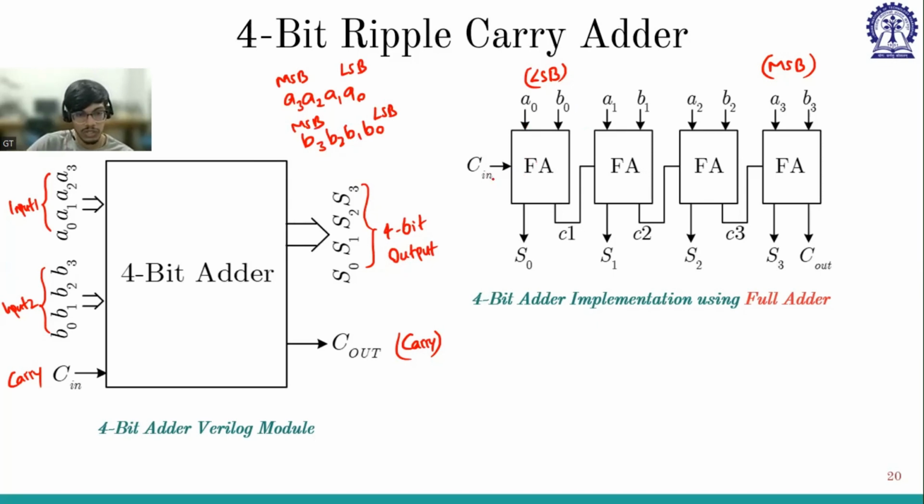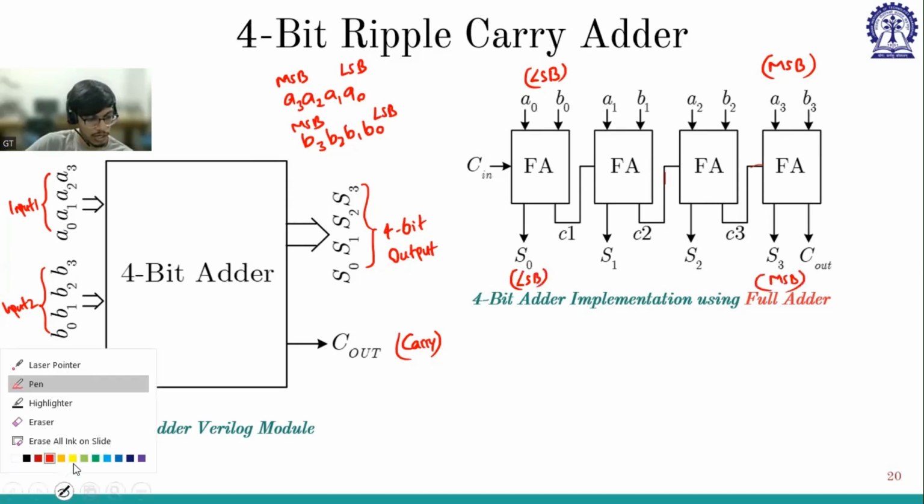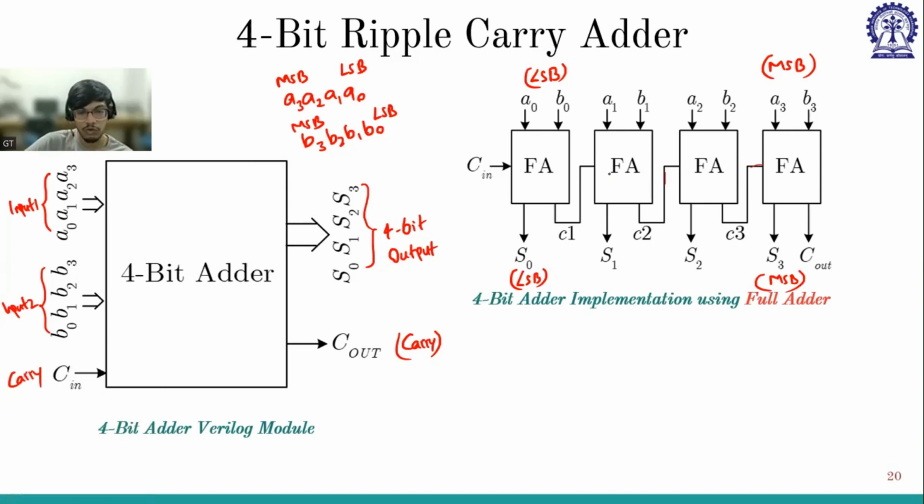So A0, B0, Cin, output S0, carry C1, which is the input carry to the next full adder. A1, B1, C1. Output is S1, C2 is the output carry, which will be the input carry to the next full adder. A2, B2, C2. Output is S2, sum, and carry is C3, which will be the input carry to the other full adder. So A3, B3, C3 inputs. Output is S3, Cout. This is again LSB, and this is again MSB. So we are implementing a 4-bit ripple carry adder using 4 full adders.